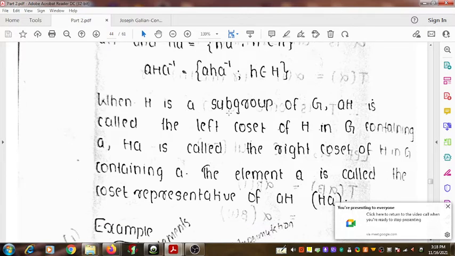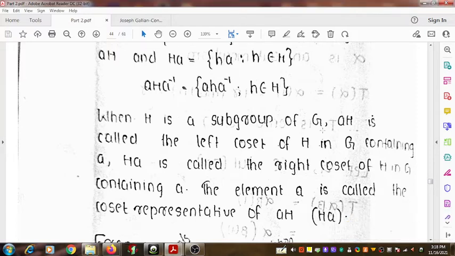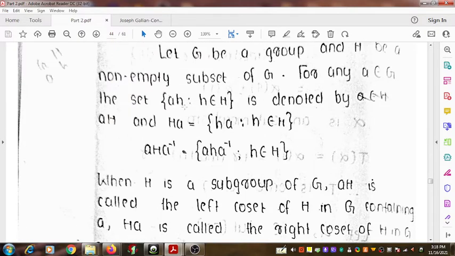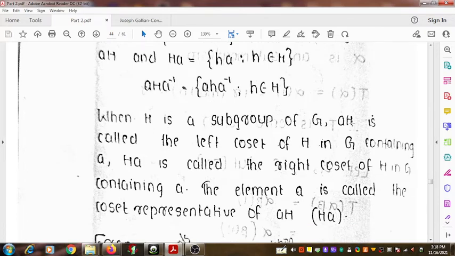But let's think about a special case, when H is a subgroup of G. The definition was given as a general case, but we can consider the specific situation that H is a subgroup of G. Then the newly defined set aH is called the left coset of the subgroup H in G.